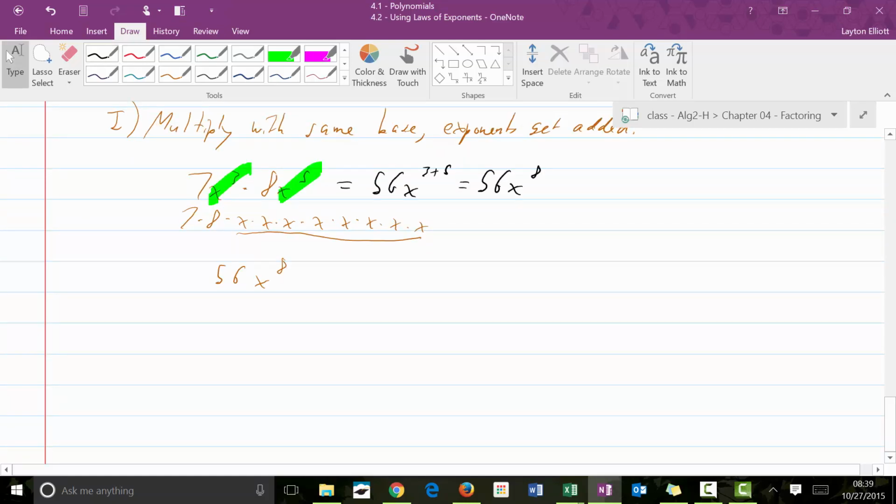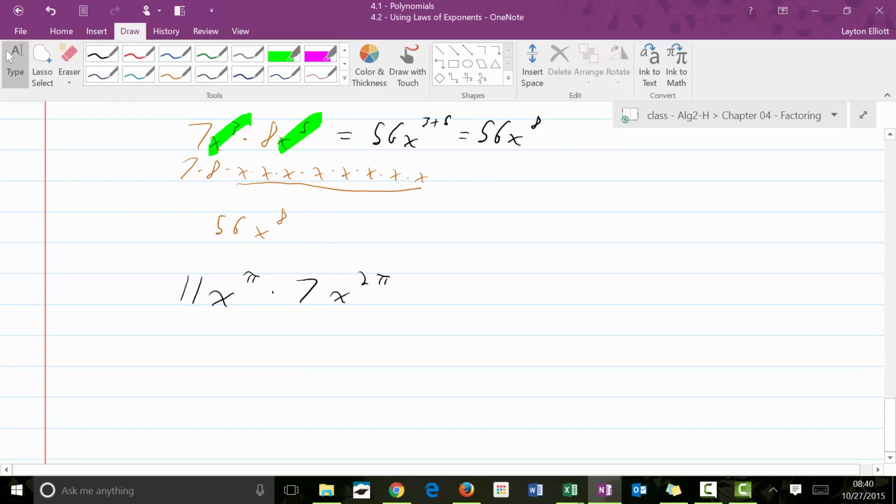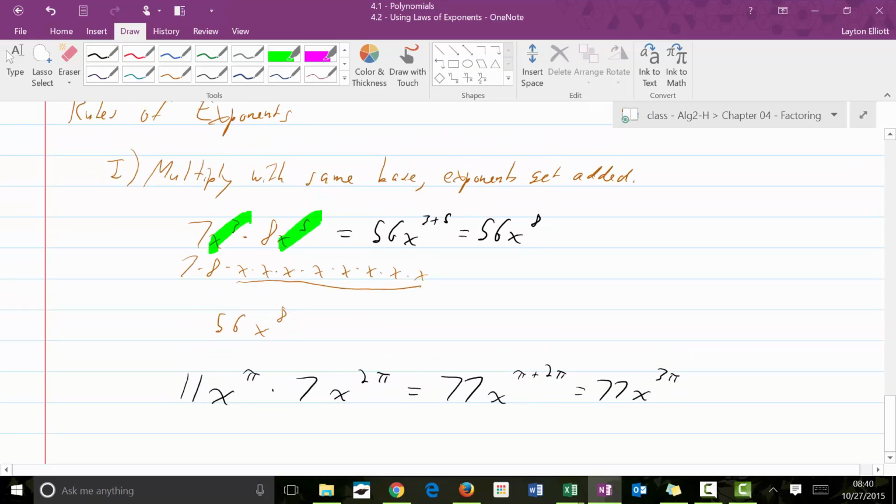Some of the ways that we can test that on you guys is to use either variables or irrational numbers as the exponents. We're going to do a lot more of that next semester, but let me just give you an example. If I have 11x to the pi times 7x to the 2 pi, that's where you really have to think about the rule, because it's not immediately obvious. 11 times 7 is still 77, but x to the pi times x to the 2 pi is the same as x to the pi plus 2 pi, all as an exponent, which is 77x to the 3 pi. So multiply with the same base, add the exponent.